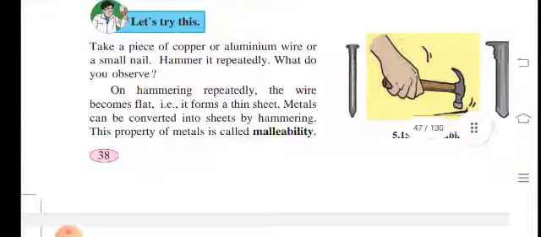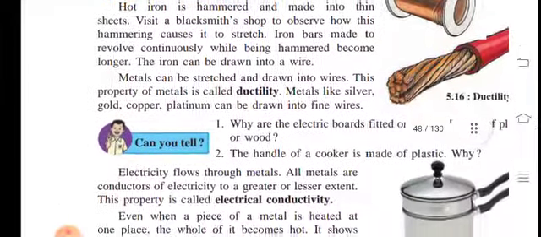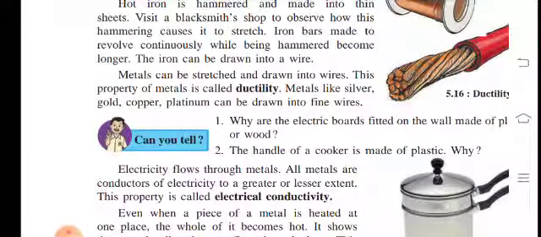First one is malleability. That means it gets flattened into a sheet. Metal can be converted into sheets by hammering. This property is called malleability. Second property is ductility. That means metals can be stretched and drawn into wires.